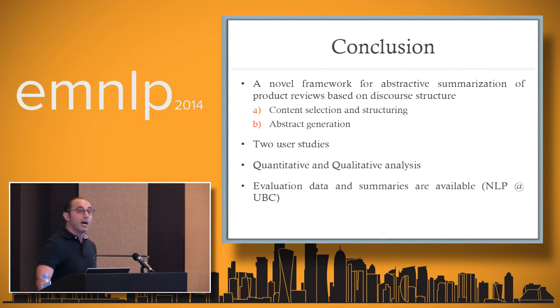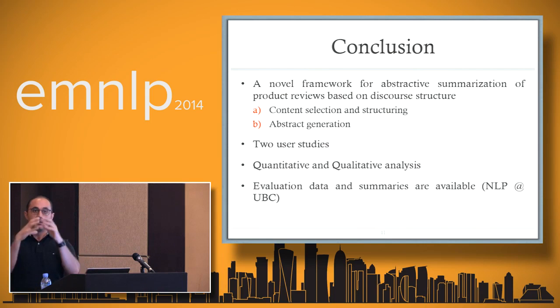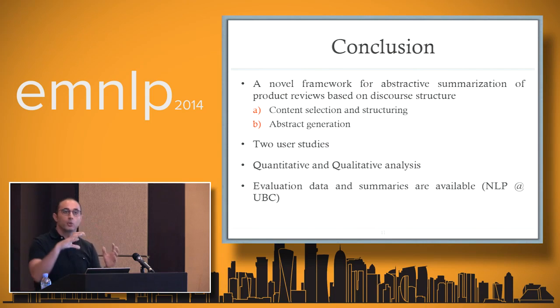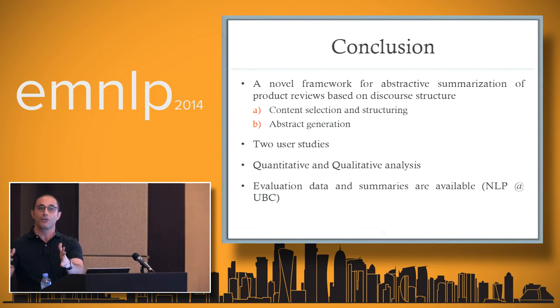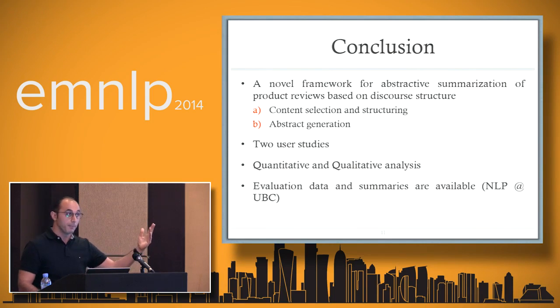In conclusion, what I presented here was a novel framework for abstractive review summarization. We rely on discourse parse trees, or discourse structure, of reviews. We aggregated all discourse relations into a graph, and then we run PageRank to select a subgraph. And then we try to transform them to a structure tree. We sent that to our template-based natural language generation framework, and we generated our summary.